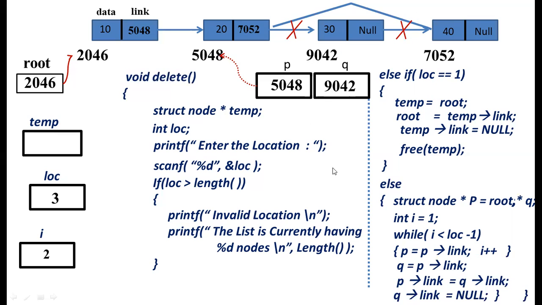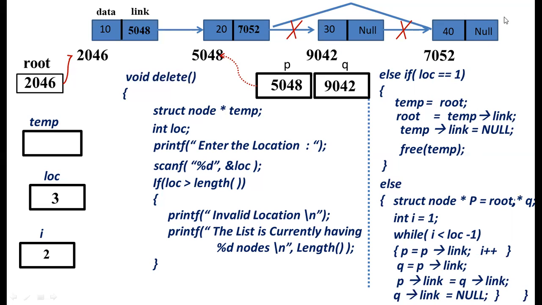Once after placing the 7052 value, what are we doing? We are placing P to link is equal to Q to link. So the Q to link value we are placing into P to link. What is the Q to link value? Q to link value is null. That null value we are placing into this particular node. So this connection will be lost. And Q to link, I am placing the null value. Already it is null, again it will be replaced with a null. So nothing goes wrong after replacing with the same null value.